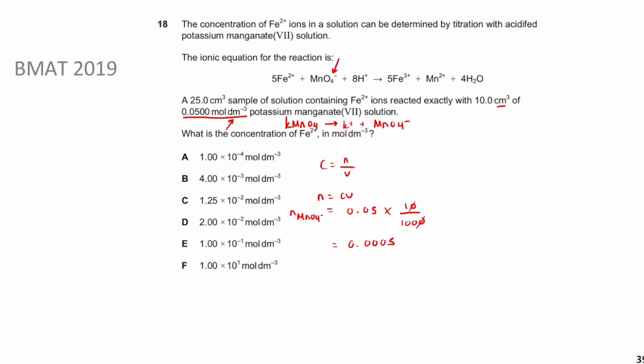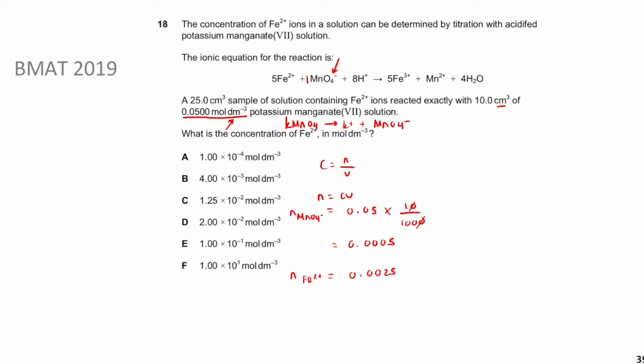Then we need to find the moles of Fe2+ that reacted with that, isn't it? So the moles of Fe2+ is just going to be, as you can see, a 1 to 5 ratio. Therefore, you just have to times that by 5. And that's going to give you 0.0025. Right, so that's going to be our moles of Fe2+.